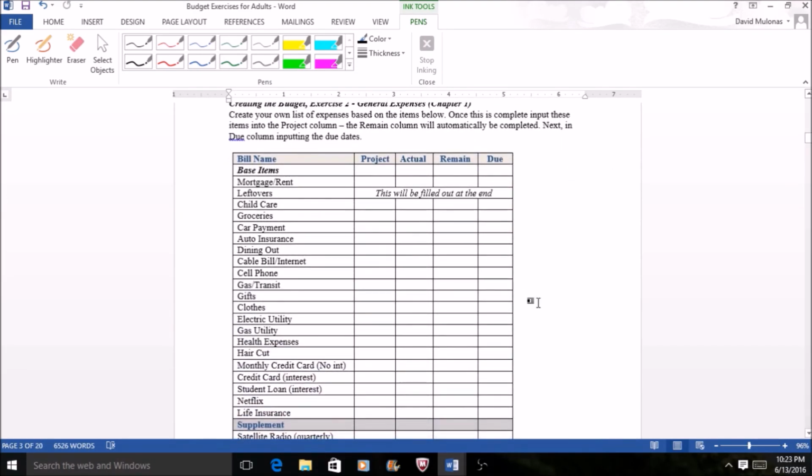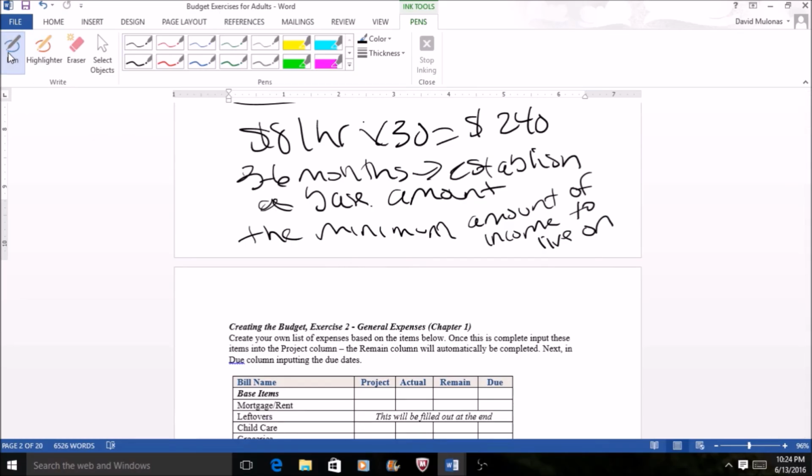Okay, so that's going to do it for this section, and in the next section, we are going to go into creating the budget, which means you're going to start filling out all the areas of where you have expenses. We're going to run through common expenses that everyone should have and put them in your budget in the proper format. Okay, so that's going to wrap this up.